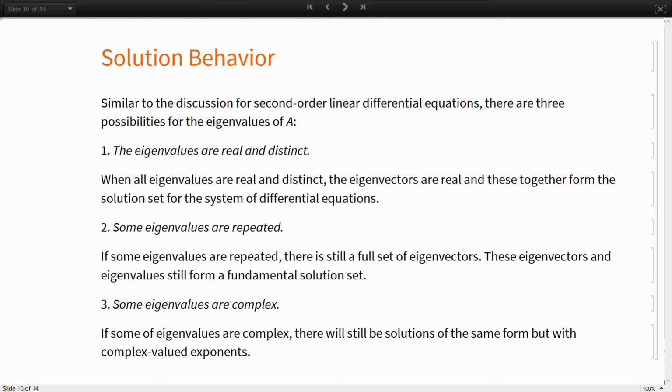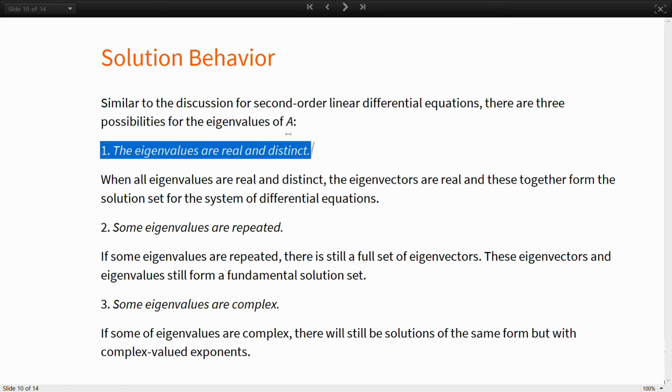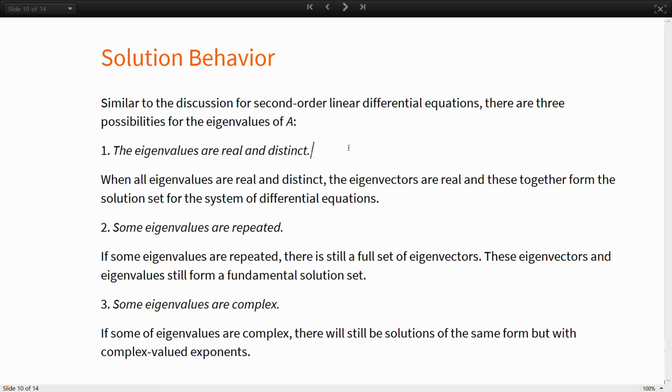When we solve second-order linear differential equations using the characteristic equation, we had to consider three cases about the nature of the roots of the characteristic equation. In a similar way, the eigenvalues of the coefficient matrix determine the behavior of the solution to a system of differential equations. If the eigenvalues are real and distinct, then all of the eigenvectors are real, and these eigenvectors, together with their associated eigenvalues, will form the solution set for the system of differential equations.